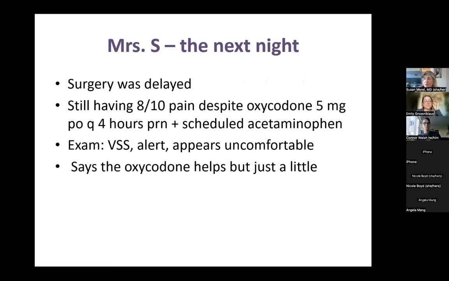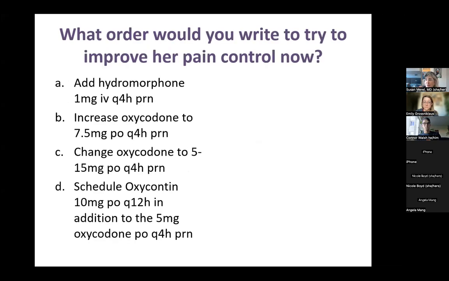Okay, moving on. It's the next night. Her surgery was delayed. She is still having 8 out of 10 pain. She's taking the oxycodone 5 milligrams every 4 hours. She's taking the scheduled Tylenol. You go see her. Her vital signs are stable. She is not delirious. She's alert. She looks uncomfortable. She says the oxycodone helps, but not enough. So what order would you write now?